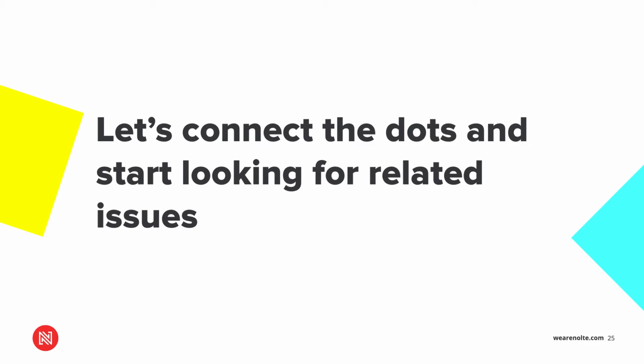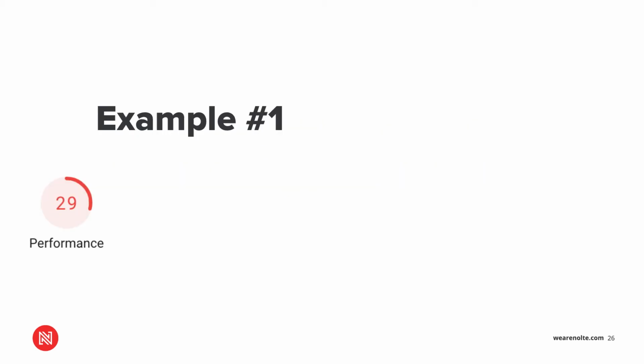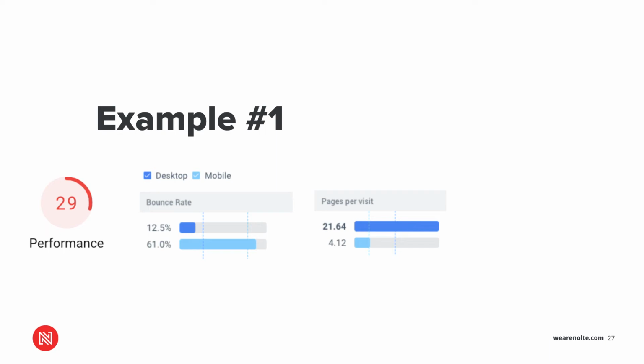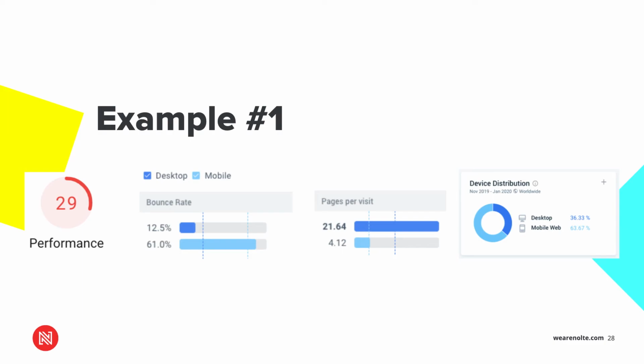So now it's time to connect the dots. And to do that, we need to start looking at whether any of this information that we have is related in any way. So, for example, if we look at our performance rating, we see that we have a bad score on mobile devices. And then we look at analytics and we see a significant increase in the bounce rate and a decrease in pages per visit on mobile. And on top of that, if our data is also telling us that most of our visitors are using mobile devices, then this could be a major problem that we should pay attention to.